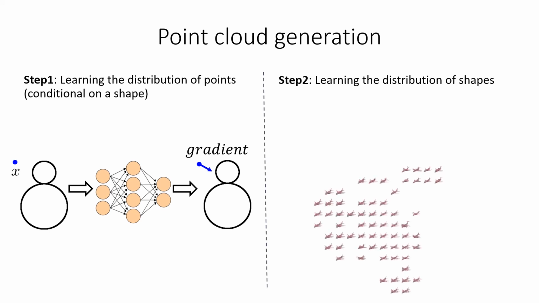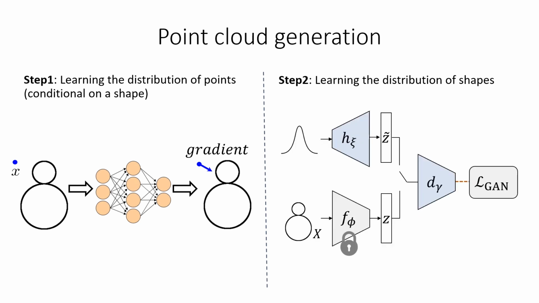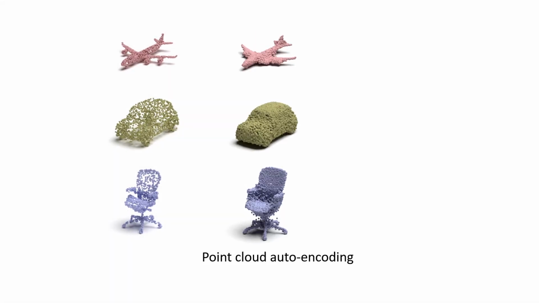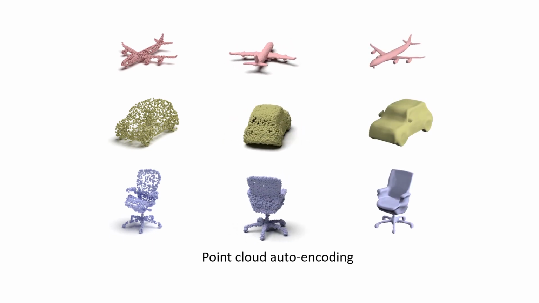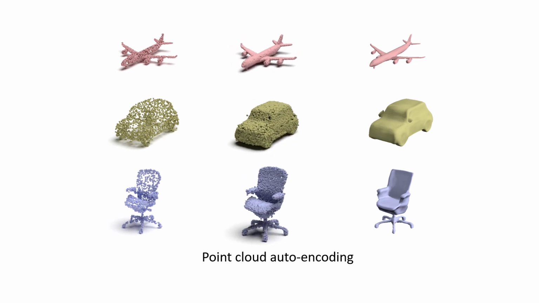Up to now, we focused on how we can learn the distribution of points. To generate novel shapes, we also need to learn the distribution of shapes. There are multiple ways to model the latent code space. We decided to use a latent GAN. But other methods are also suitable for learning the distribution of shapes. We demonstrate that our technique exceeds state-of-the-art performance in both point cloud auto-encoding and generation, and show that our model is able to extract an implicit surface of the shape.